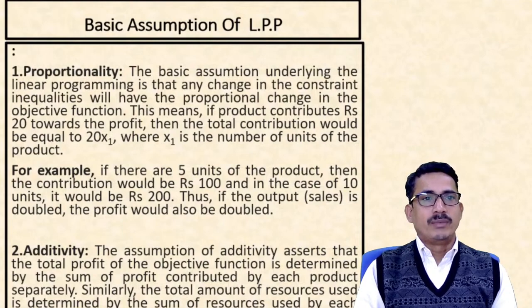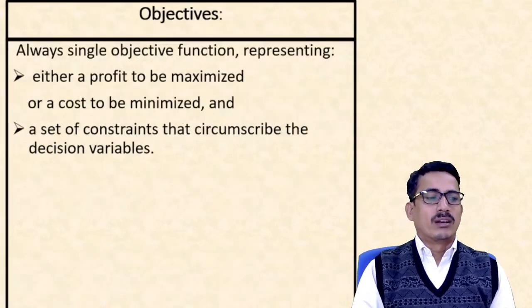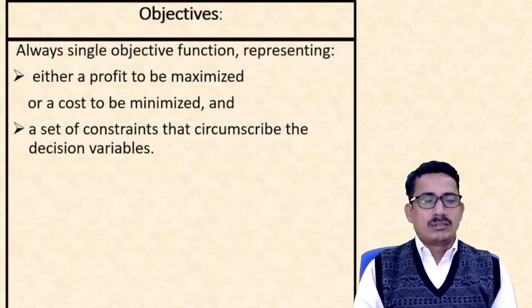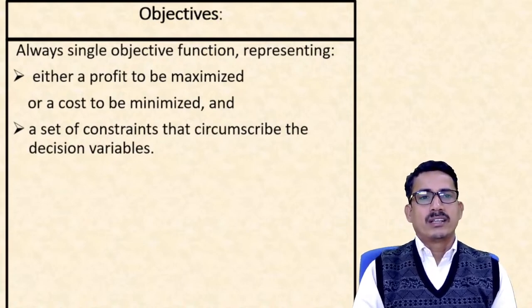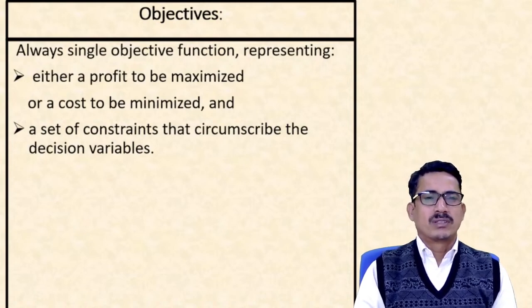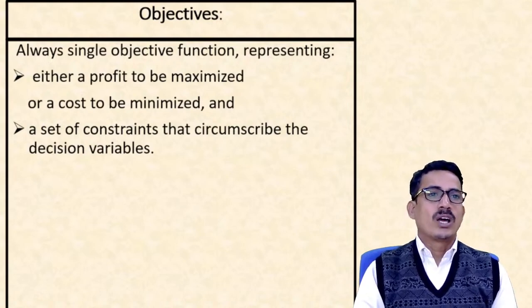assumptions of LPP. Because as I said, LPP is one part of OR. Like LPP, we also have some other chapters or other topics. One is NLPP, non-linear programming problems. One is integer programming problems. One is dynamic programming problems, Markov process. Like if you talk about decision theory, on which I have more focus, because as I said in the beginning slides, this will always help you take decisions.